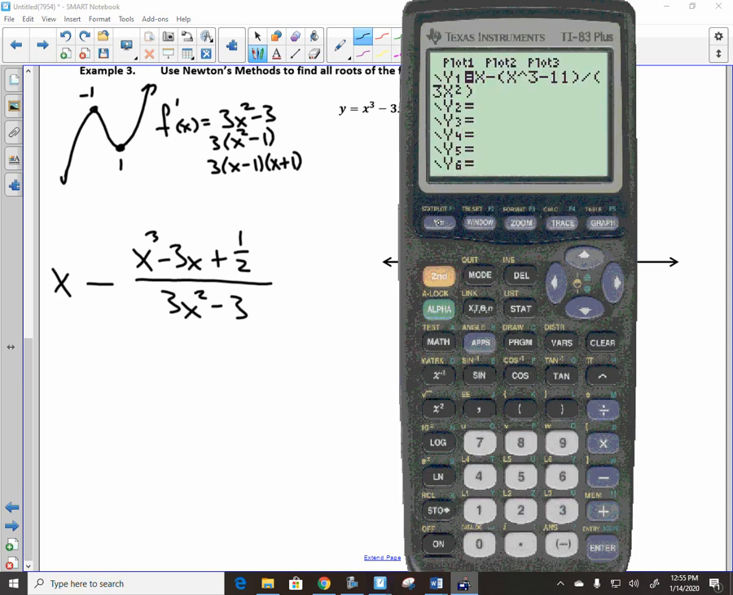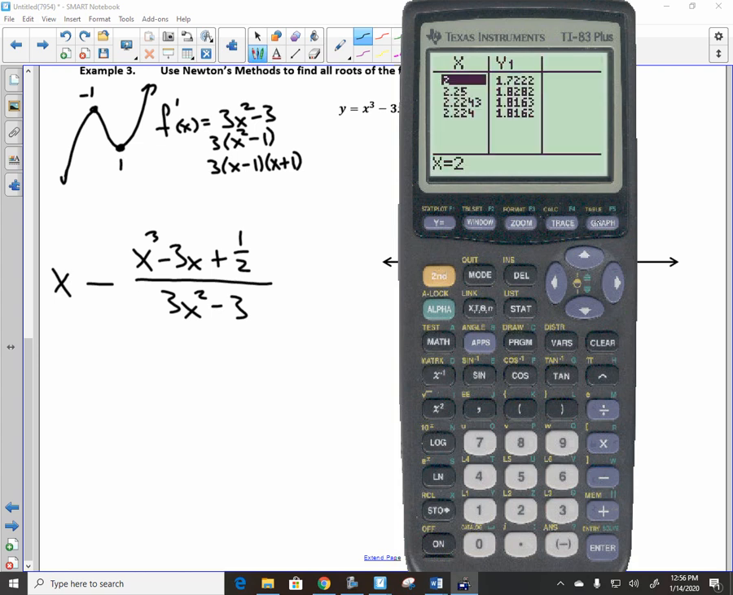Go into y equals and type in x minus. We're going to put parentheses in the top because we have x raised to the 3rd. We have minus 3x. We have plus 0.5. Divided by, in the denominator, we have 3x squared minus 3. That's Newton's method. I go to my table.